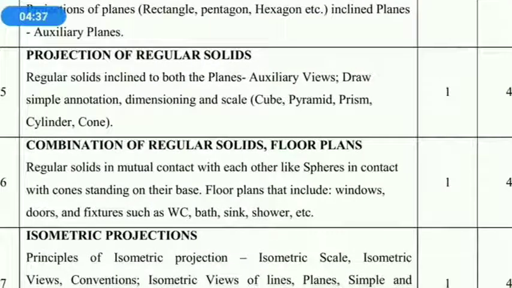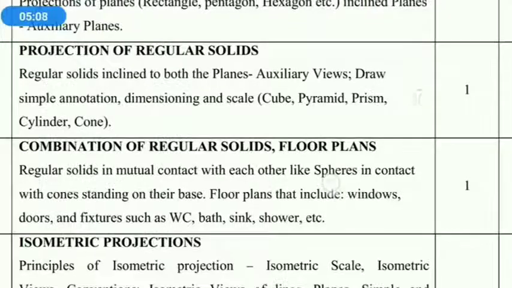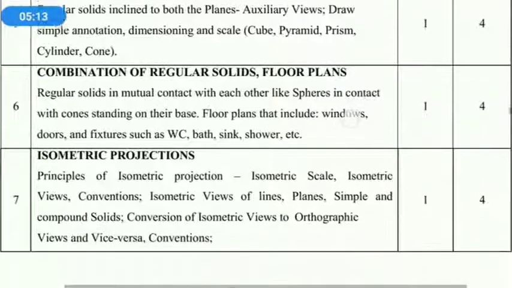In the fifth module, we are going to learn projection of regular solids. Under this, we will learn how to draw regular solids inclined to both planes, as you can see over here, having auxiliary views, and we have to draw with simple annotation. We have to dimension, and we have to write the scale as well. The common solids we are going to learn are cube, pyramid, prism, cylinder and cone, and it also has 1 lecture and 4 practical periods.